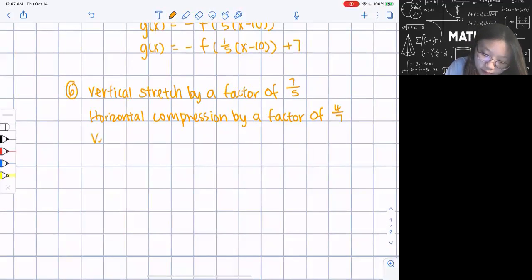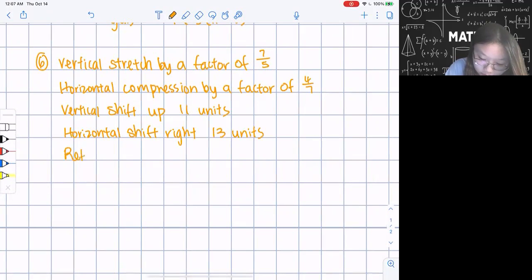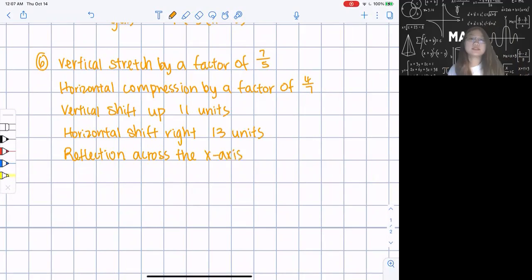And I'm going to say vertical shift up 11 units. Horizontal shift right 13 units. And I'm going to do a reflection across the x-axis. Okay, so let's do that.